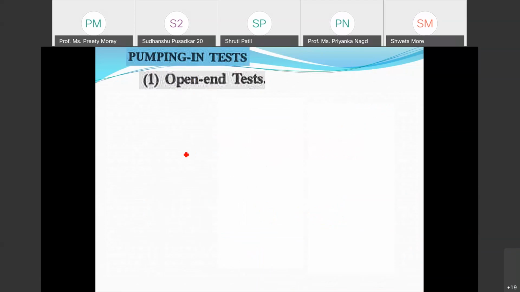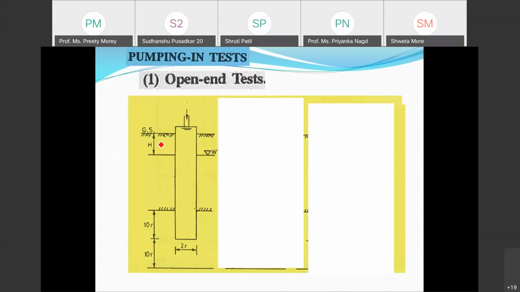So those were the pumping out tests. The water is removed from this soil. Now the pumping in test: I am putting water into the well. So there are again two or three different types of tests: open end test, both end test. Open end test means this end of the borewell remains open, and the pipe through which it has been dropped has been removed.